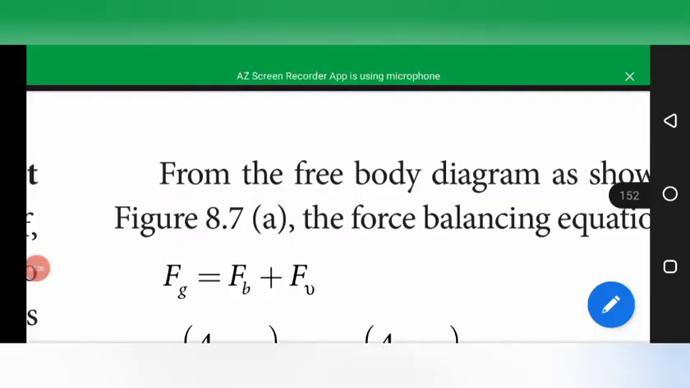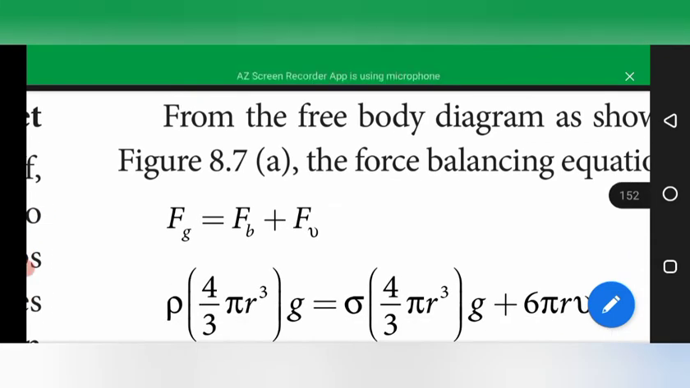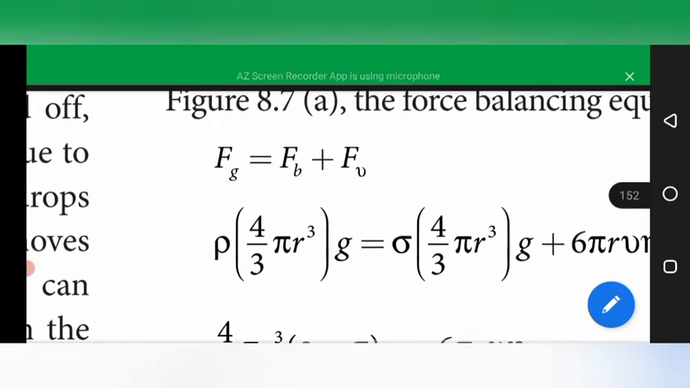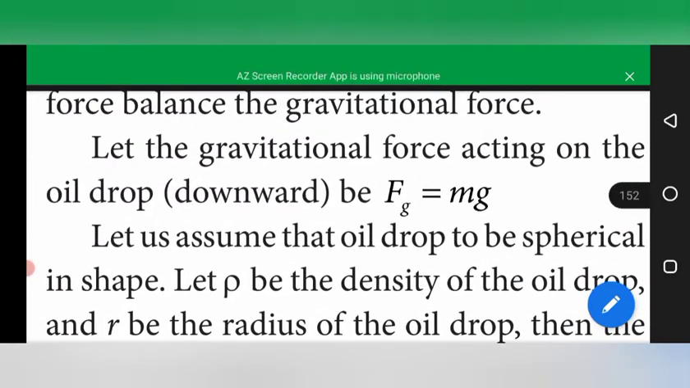In this derivation, first we take the first picture, the free body diagram. There are forces acting on it. Fg is equal to Fb plus Fv. What is meant by Fb? Buoyant force, and Fv is the viscous force. That is equal to the downward force, because of this force balancing equation. The downward force is Fg. Now let's substitute all the F values and find the radius of the droplet. First Fg. What is meant by Fg? Fg is equal to mg, isn't it? Fg is equal to mg, that is the gravitational force.